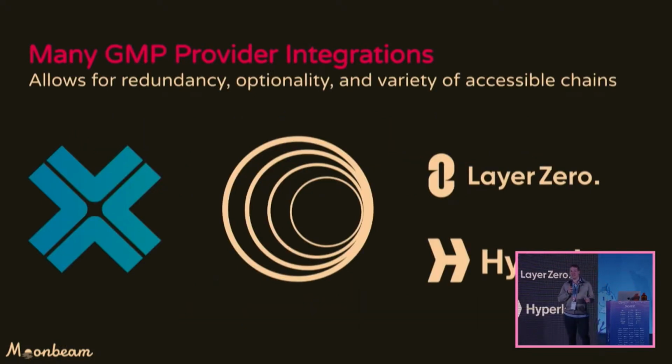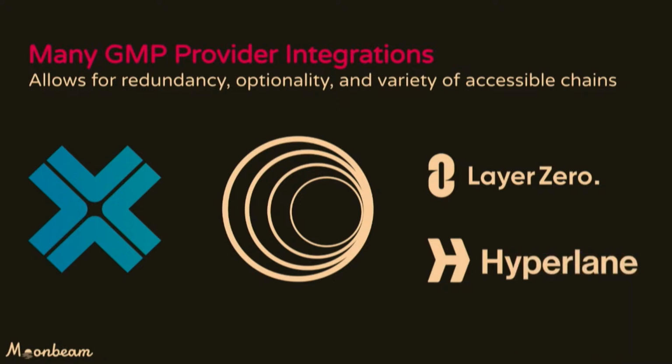So Moonbeam has a ton of different GMP provider integrations, and this is a big deal. Personally, for personal developer preference, some people might be more comfortable with one versus the other. And secondly, for redundancy. Some GMP providers do have scheduled downtime during short windows. And so you might need to have another way to get your message across during that time period. And it's always good to have a backup. So Moonbeam is integrated with Axelar, Wormhole, Layer 0, Hyperlane, and all of these are great, great options for building a cross-chain connected contract.